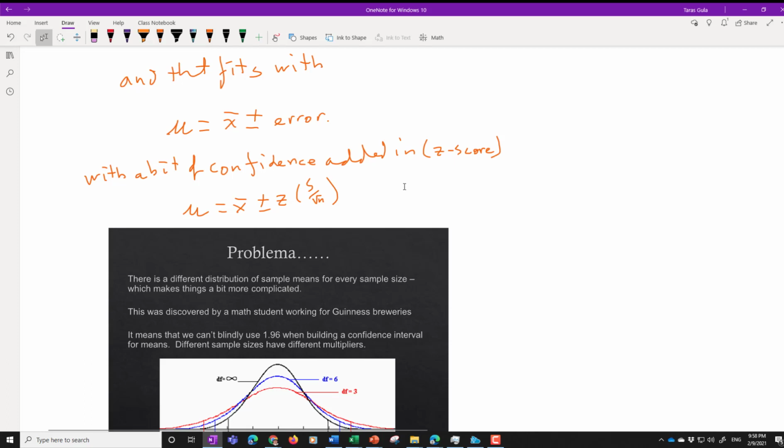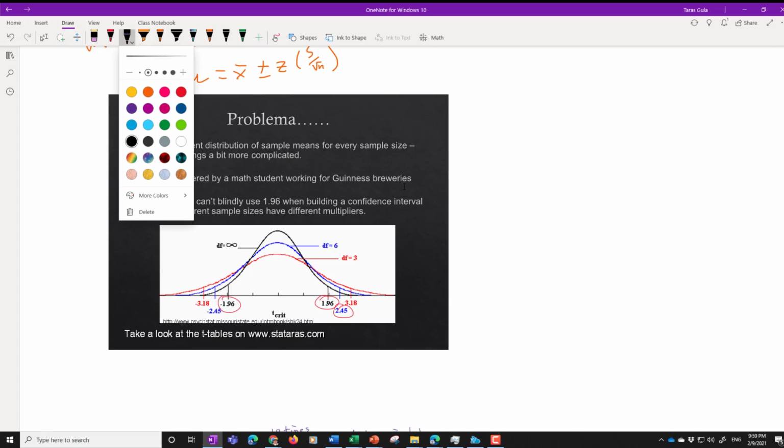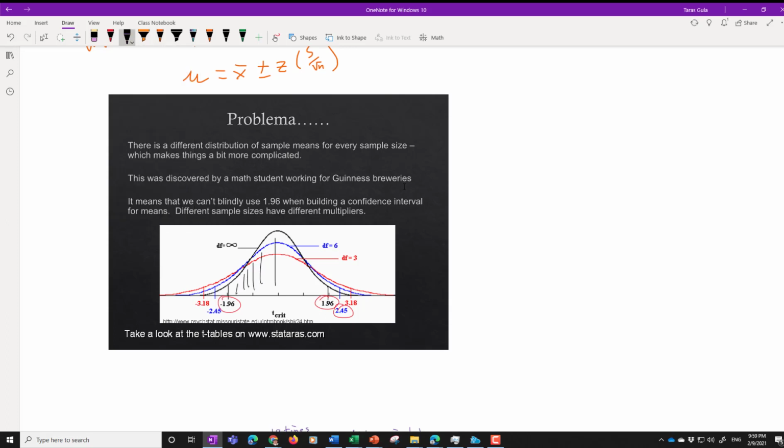Now, we have a little bit of confidence added to the notion, but there's a problem, and this is what I talked about. The problem is that we have different distributions. So the black one is 95%, but you can see that if you do the purple one, the 95% goes a little bit further out, and the red one a little further out.